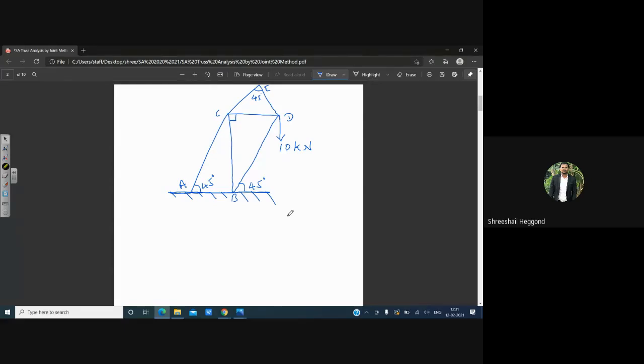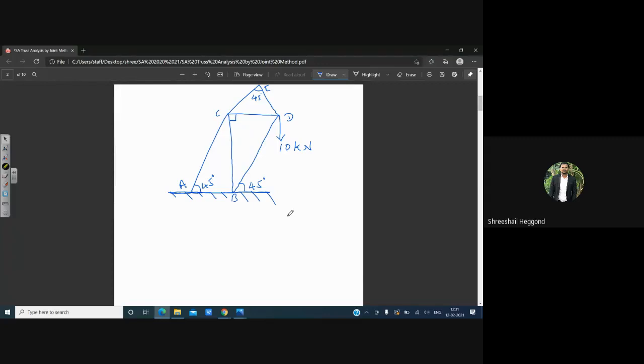Somebody has said CE and CD are two members where the forces will be 0. Yes, you are correct. First, consider the joint where two members are joining. Maximum unknowns should be 2. If you consider joints A and B, you will not be able to solve the numerical. Why? Because there is a fixed end. Therefore, there is no need to solve by considering the A and B joints.